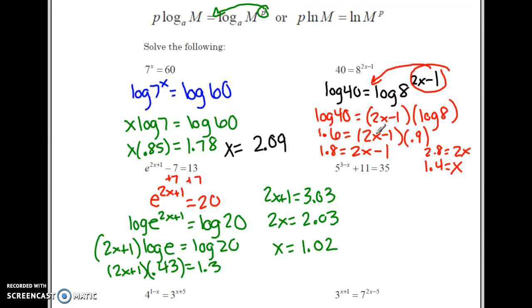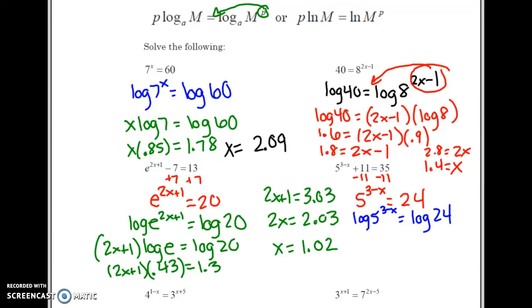Alright, this problem over here, same idea. I need to move this 11 first, so I'm going to move it to the other side. So now I've got 5 to the 3 minus x equals 24. I'm going to take the log of both sides. So log of 5 to the 3 minus x needs to equal log 24. As long as I do it to one side and the other side, I'm fine.